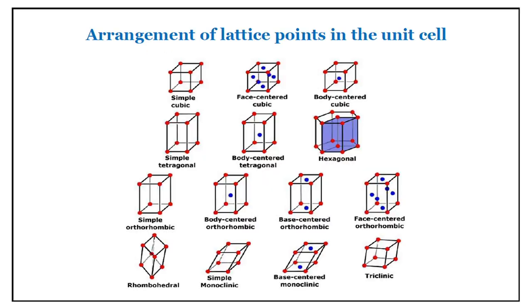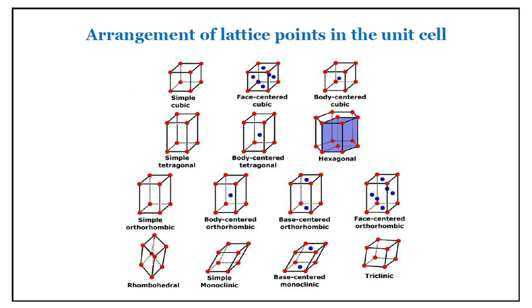You can see the several classes of unit cells. The arrangement of the lattice points in the unit cell is given in the form of simple cubic, face centered cubic, body centered cubic, simple tetragonal, body centered tetragonal, hexagonal, simple orthorhombic, body centered orthorhombic, base centered orthorhombic, face centered orthorhombic, rhombohedral, simple monoclinic, base centered monoclinic and triclinic structures. These are the 14 Bravais lattice structures available.